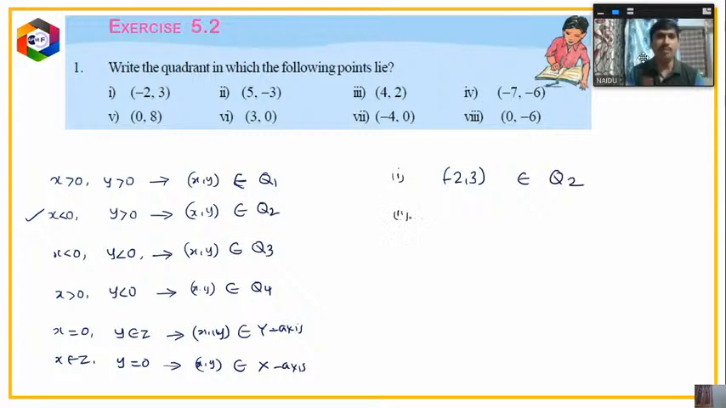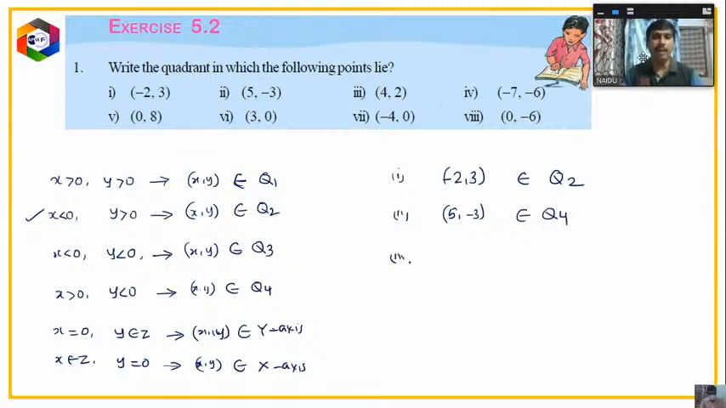Now come to the second one: 5 comma minus 3. Here x is positive and y is negative. X positive means either the first or fourth quadrant, and y negative means along the negative y direction, so it belongs to quadrant 4, so Q4.